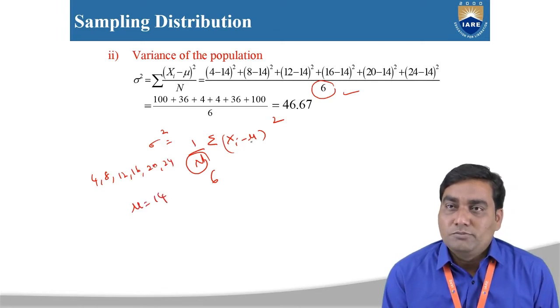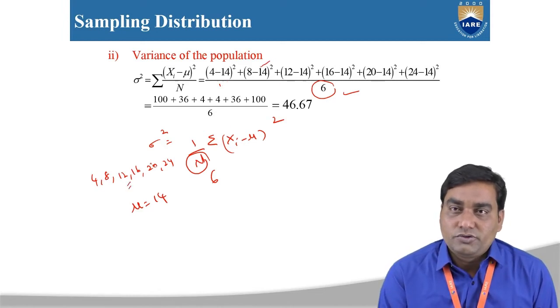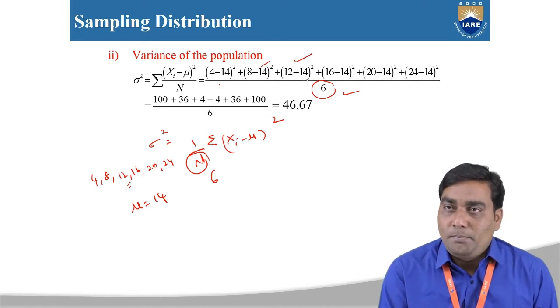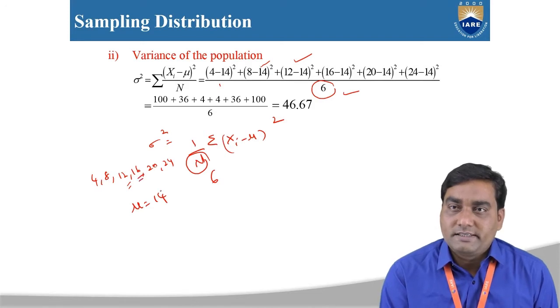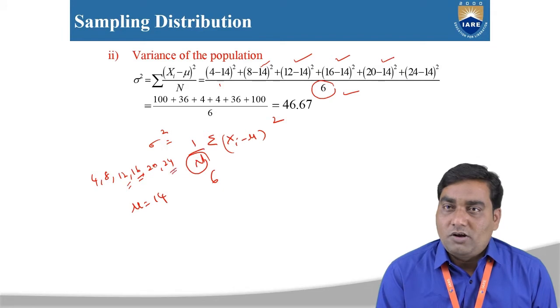So xi minus mu whole square means 4 minus 14 whole square, plus 8 minus 14 whole square, plus x3, which is 12, 12 minus 14 whole square, plus x4, which is 16, 16 minus 14 whole square, plus 20 minus 14 whole square, plus the last one x6, 24 minus 14 whole square, all divided by 6.